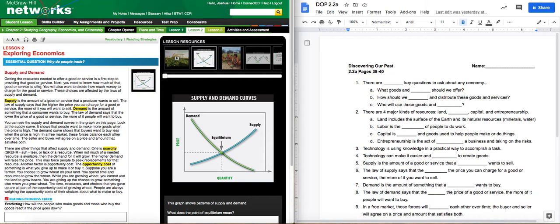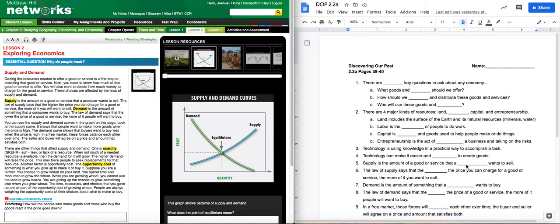Supply is the amount of a good or service that a producer wants to sell. The law of supply says that the higher the price you can charge for a good or service, the more of it you will want to sell. Demand is the amount of something that a consumer wants to buy. The law of demand says that the lower the price of a good or service, the more of it people will want to buy. So as you're filling in your blanks there, guys, you have the supply there. Supply is the amount of good or service that a producer, so the person who makes it, wants to sell.